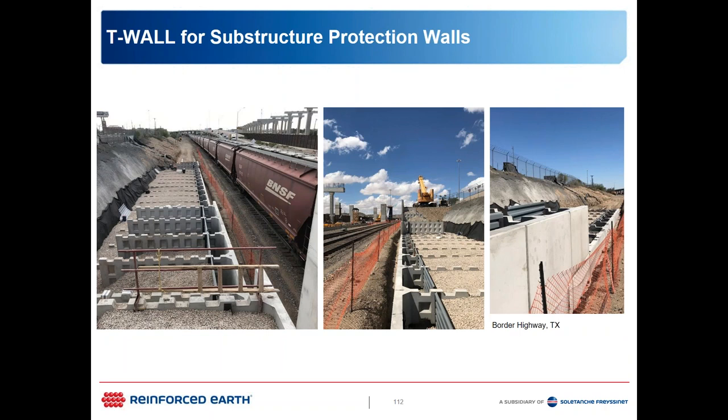Just like the crash wall I showed you for the case of the MSE wall, in the case of the T-wall also, it is possible to provide a 2.5-foot thick section along the face of the wall, so that it can act as a crash wall and also as a T-wall. As you could see here, we provide a baffle 2 feet behind the panels, and you fill the sand behind that, and the front 2 feet can be filled with concrete. So you have a 2.5-foot thick crash wall adjacent to the track. So in this case, the T-wall also acts as the crash wall.